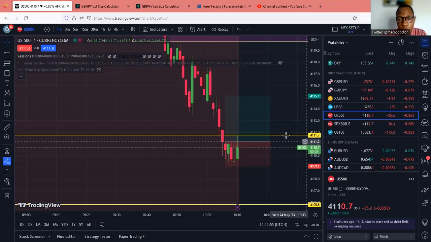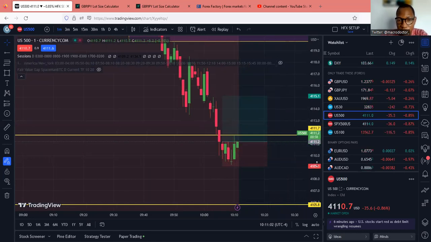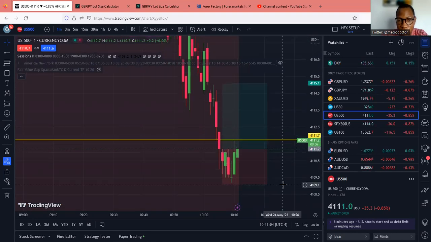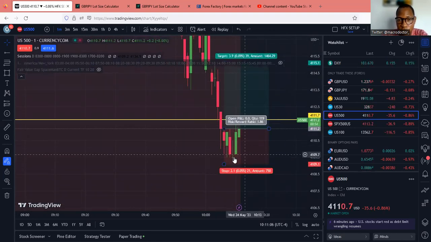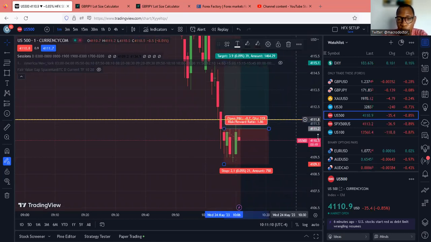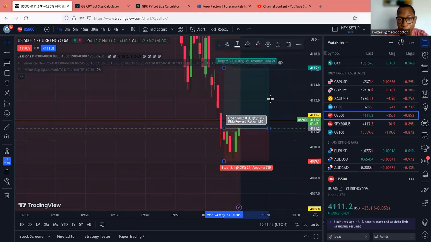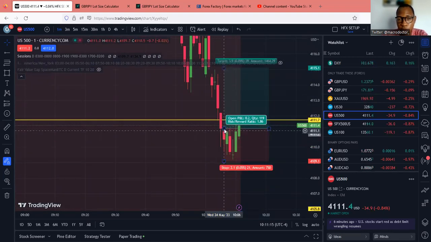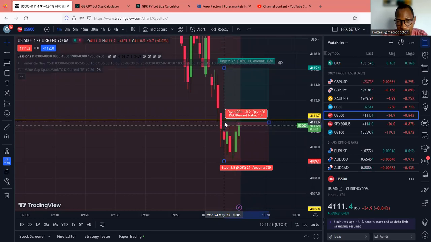So I think I'm going to go 5, 4, 3, 2, 1. Okay. Ooh, this is tricky. This is tricky because it closed above this one. I wanted to see it close above this one. Okay. So let's see. Let's see.